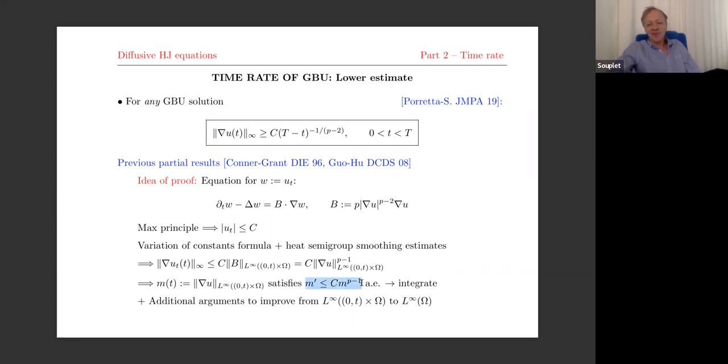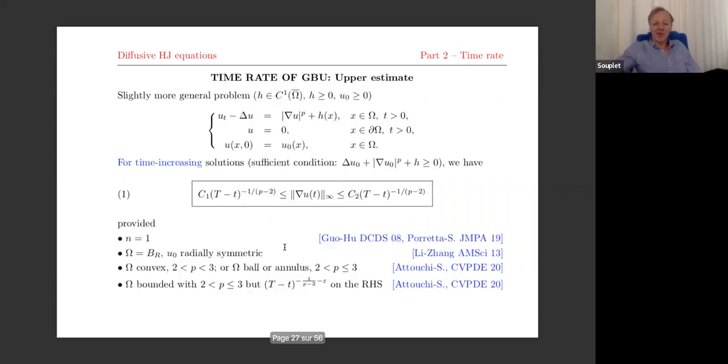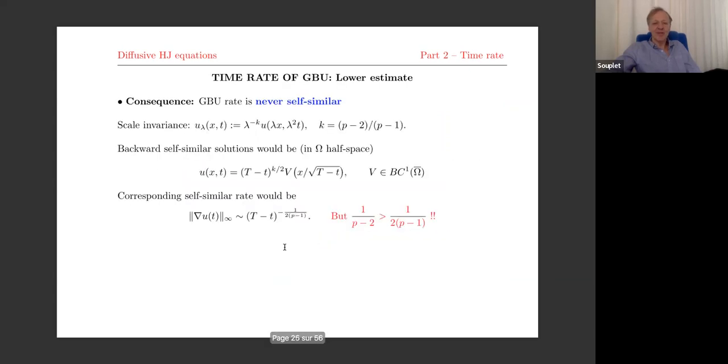If you integrate it, it tells you that M satisfies this estimate. Of course, it's not sufficient, because M is the whole history of the solution, and we would like to have it only at time t. So you have to work more, and this becomes more technical. But at least the basic idea of the proof is this. Now, what about the upper estimate? Sorry, no.